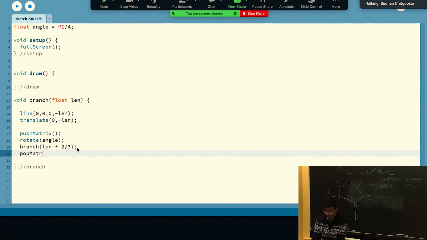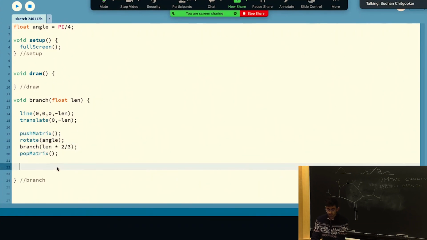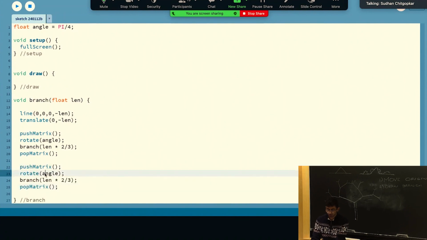We can go ahead and we're done with that branch, right? And so we can go ahead and pop our matrix. And then we want to do the exact same thing on the opposite angle side. Remember, we split off into 2 branches. And so we want to rotate this not by angle anymore, but by negative angle. And that'll create our new branch off to the other side. Does that idea seem okay to everyone?